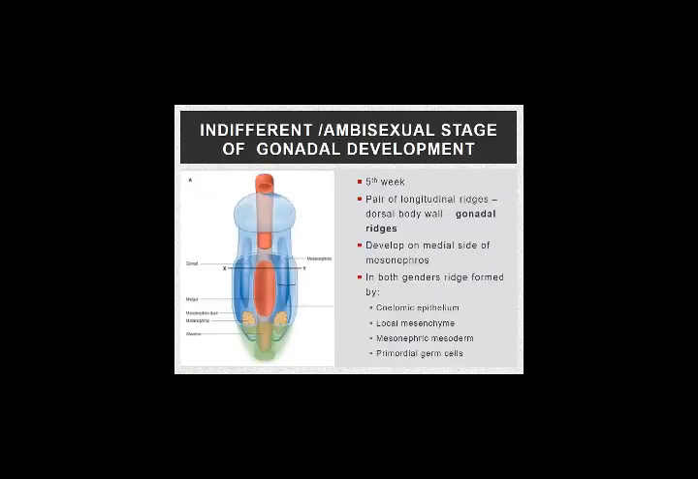Let's continue with the indifferent stage of gonadal development. It is also called the ambisexual stage of gonadal development. Now see this, this is the developing mesonephros, from which the kidney develops, and lying medial to the mesonephros, this is the developing gonad. So the developing gonad is lying medial.